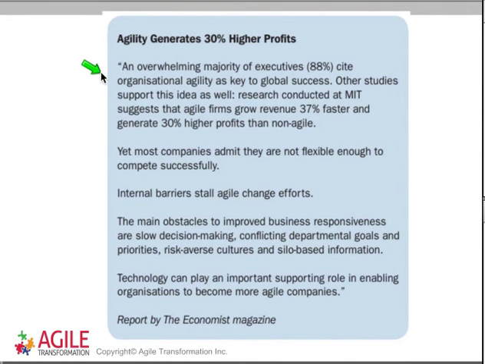An overwhelming majority of executives, 88% of them, cite that organizational agility is a key global success factor, and that companies that have actually used Agile grow revenue 37% faster and generate 30% higher profits than non-Agile. So for those of you that are saying Agile is just a whole bunch of hype, no, actually, it's not. There's a whole book called The Business Value and ROI of Agile that has case study after case study and statistics around companies that are adopting Agile methods and adopting Lean. And I'm actually going to put Agile and Lean together, and how much more productive and profitable they are. Yet most companies admit they're not even flexible enough to compete successfully. And many of the internal barriers to adopting Agile are responsiveness, slow decision making, and just a risk-averse culture, cultures that don't want to change or fear change.